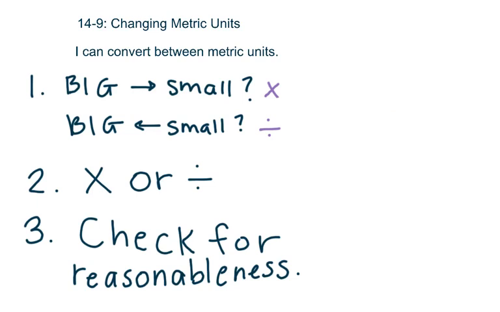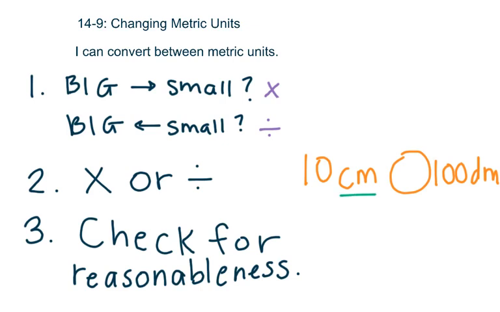Let's try another example. This time around, let's say I'm comparing 10 centimeters to 100 decimeters. Make sure you have your reteaching paper in front of you at this point if you don't already, because it will help you with the different conversions. So let's think about this. If I want to change centimeters into decimeters, I'm going from a small unit to a big unit. So that tells me I'm going to divide.